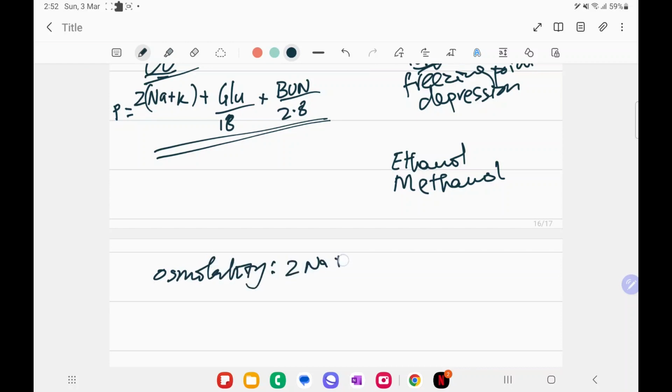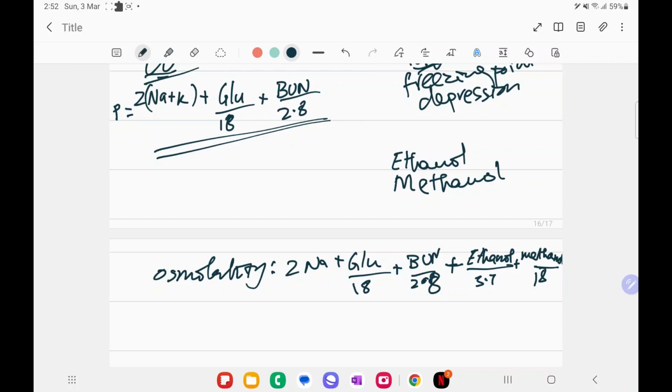It's going to be 2 times sodium plus glucose divided by 18 plus BUN divided by 2.8. Now we have to add ethanol in the formula, plus ethanol concentration divided by 3.7 plus methanol concentration divided by 18. So you see, now you get a different value. So this is how you can see that there are certain conditions which can change the osmolality of solution, messing with the values which you get.